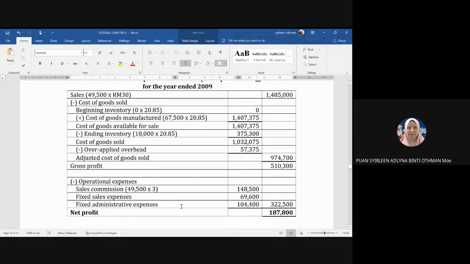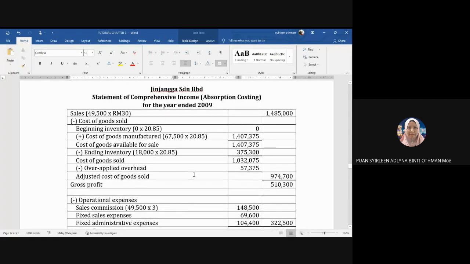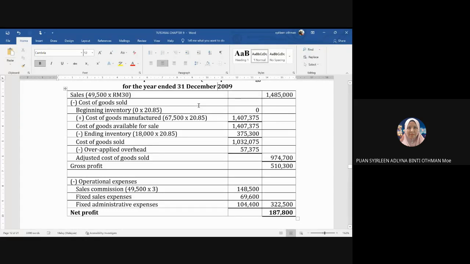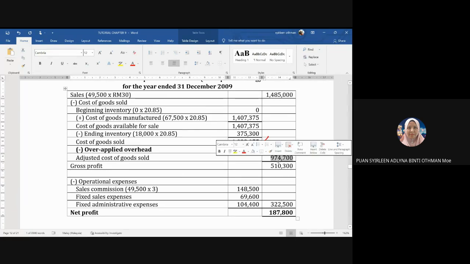Okay, so ni for the year ended 31st December 2009. Okay, ini statement untuk absorption. So you dapat your cost of goods sold. Lepas tu nanti kita akan buat adjustment. It's over applied, that means you need to minus 57,375. You get your adjusted cost of goods sold, you minus dapat gross profit of 510.